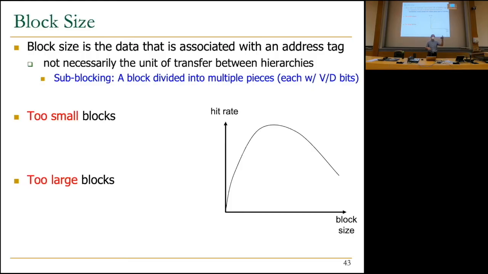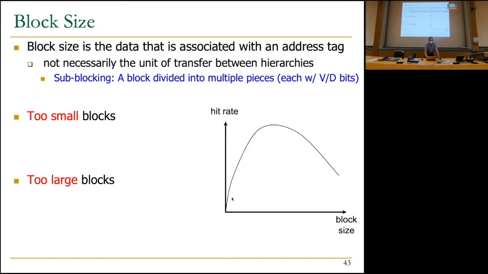The unit of transfer between L1 and L2 is larger. As you go from L2 to L3, it's smaller. L3 to L4, it's smaller. Once you go from the last level cache on chip to memory, it's even smaller, around 64 bits, for example, in a given cycle, let's say. Okay, sub-blocking clearly helps this.